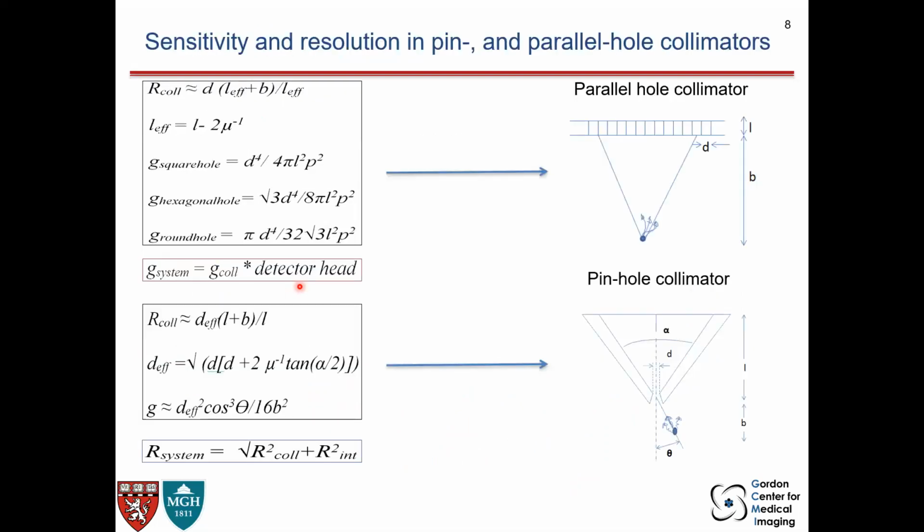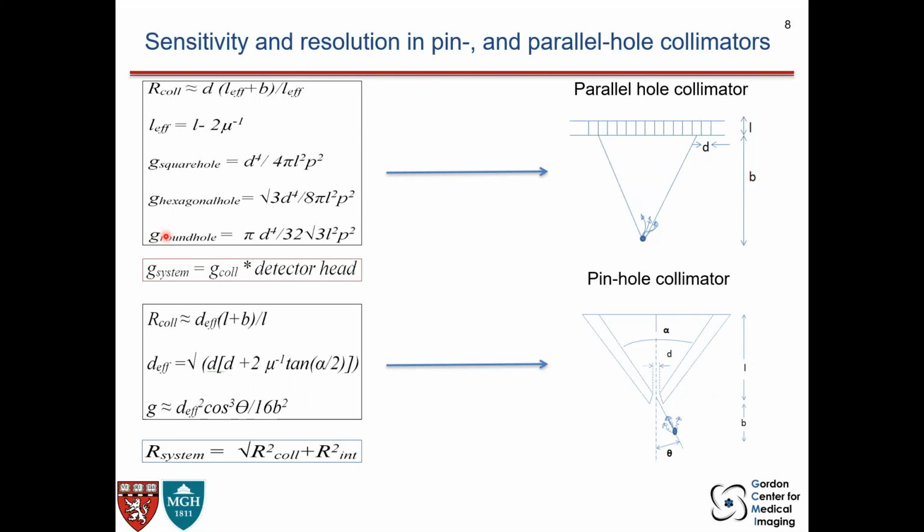So just as I said, the parallel hole and pinhole collimators are the most important ones. So let's go through the formulation of what the resolution is for parallel hole and pinhole. And the formula is here. This is just for reference, and I guess you have access to this lecture afterwards. So this is a simple formula for deriving the resolution of a collimator, as well as the sensitivity of a collimator.